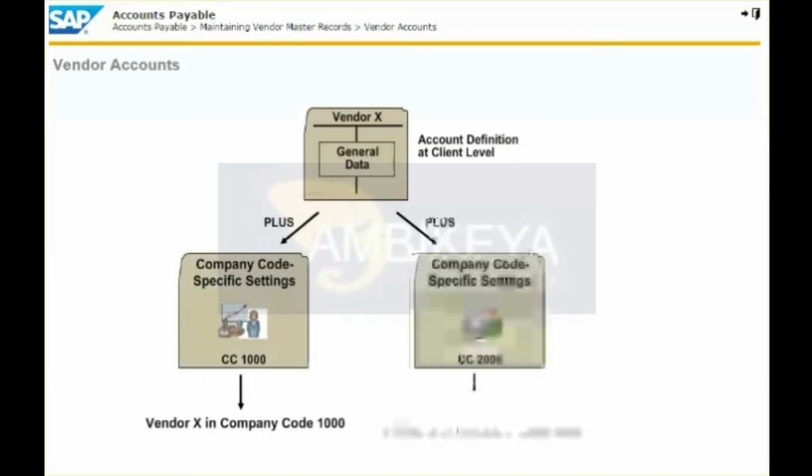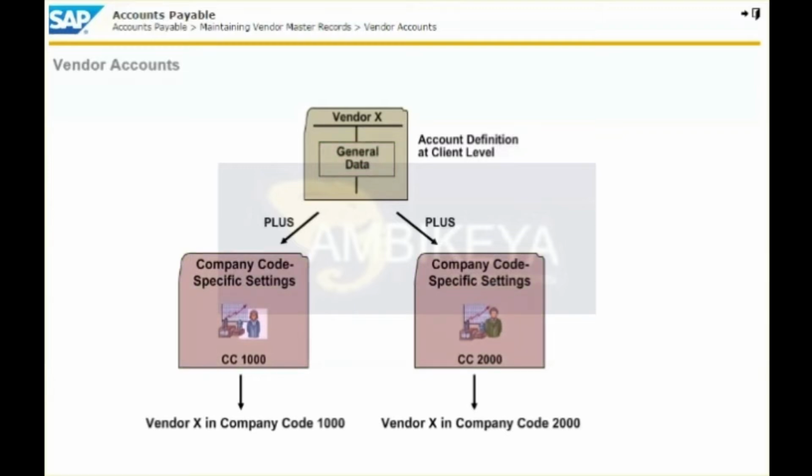Vendor accounts are structured similarly to GL accounts. They are made up of the two following areas. General data. A vendor account is defined for all company codes at the client level. General data such as the vendor's name and address is stored here.